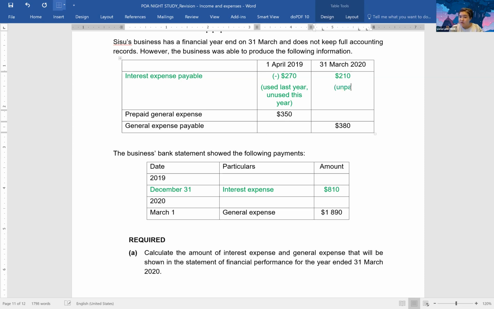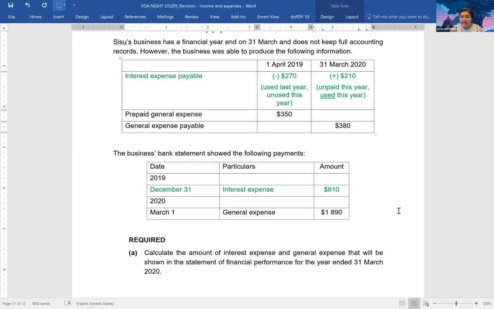Payable means that you haven't paid. If you never pay this year and you never use this year, you don't need to record because nothing happened. But the problem is that you used it this year. Since you used it this year, you must record it this year. So you need to plus $210. So far, so good.